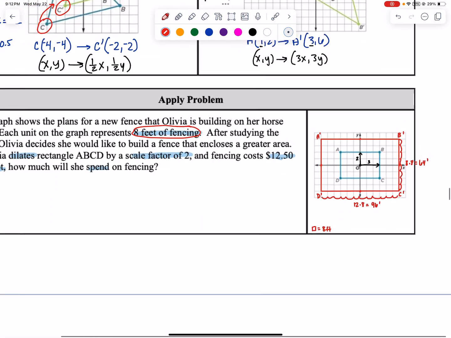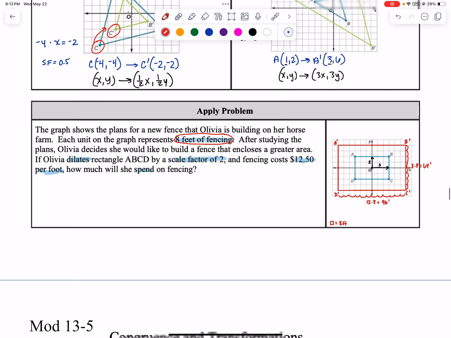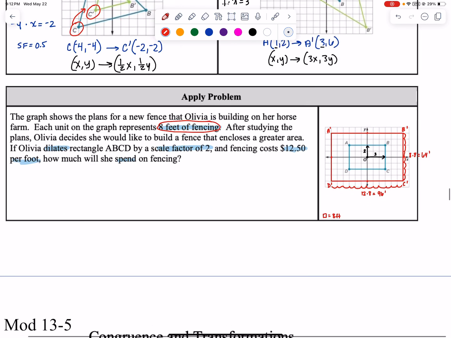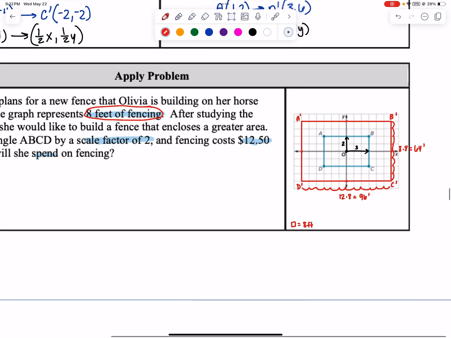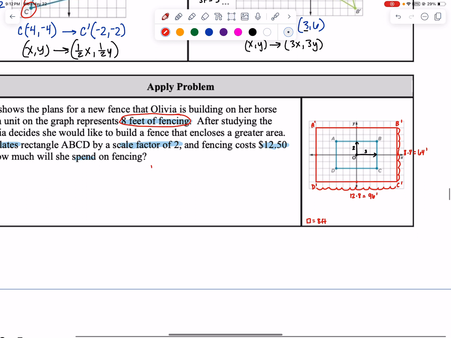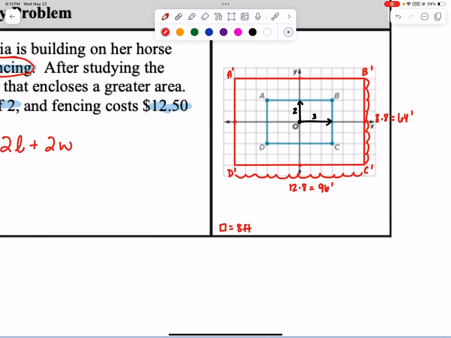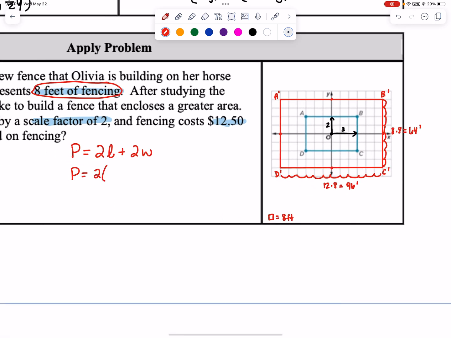It says, after studying the plans, Olivia decided she would like to build a fence. And the fencing is $12.50 per foot. So let's calculate that perimeter. We know the perimeter formula: perimeter equals 2 of the length and 2 of the width, or 2 times length plus width, either one. Our length is 96, so 2 times 96 plus 2 times 64.